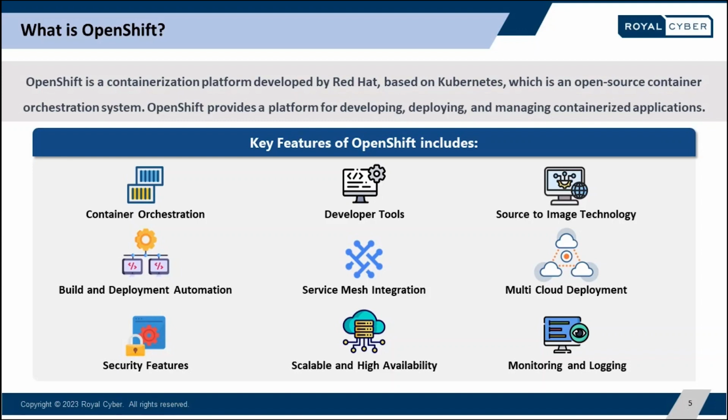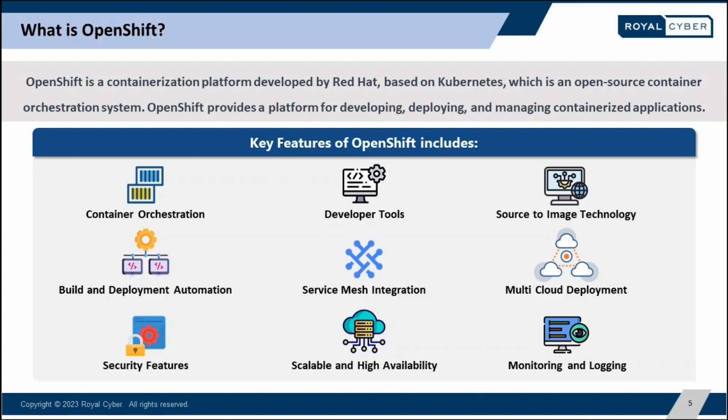One is container orchestration, developer tools, source to image technology, build and deployment automation, service mesh integration, multi-cloud deployment, security features, and then scalability and high availability, monitoring and logging. So I will go one by one so that you can get a better idea about each feature that OpenShift provides. So first, container orchestration.